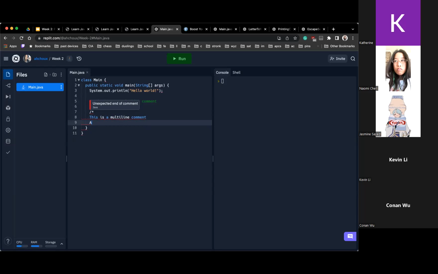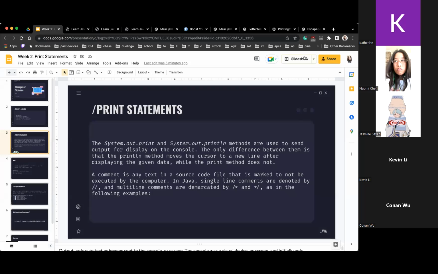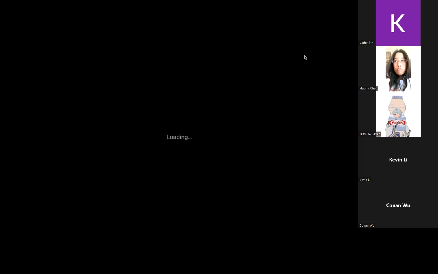I know it says an error right now, but I'm going to fix that. All of this will be ignored by the computer. And then if you end it with another star and front slash, the computer ignores all of this. And yeah, you don't see that error anymore. Okay, back where I was at.